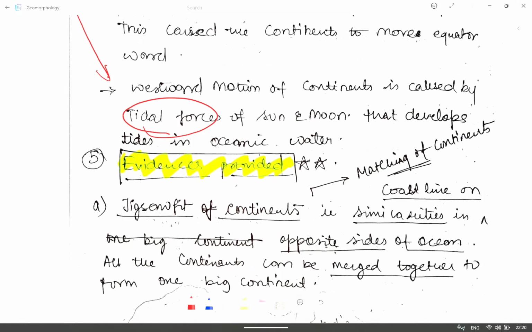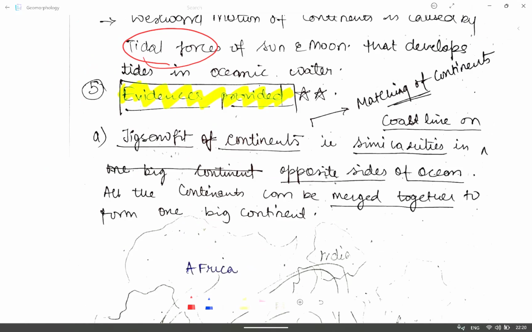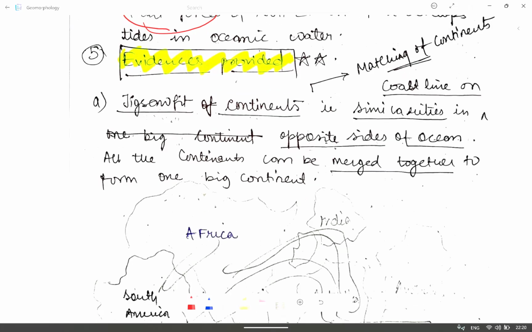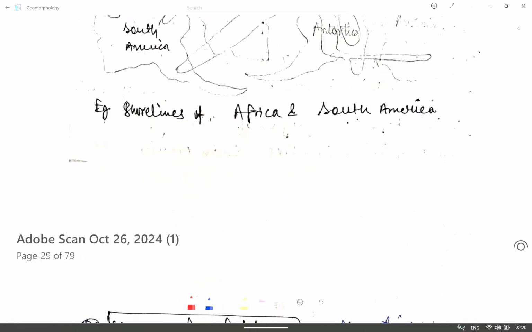Now, what evidences did he provide to prove the continental drift theory? So, the four evidences: number one was jigsaw fit of continents. Jigsaw fit means there was a matching of continents. There were similarities in the coastline of Western Africa and South America, the topmost part of South America, on opposite sides of the ocean. All the continents merged together to form one big continent, like the shorelines of Africa and South America.